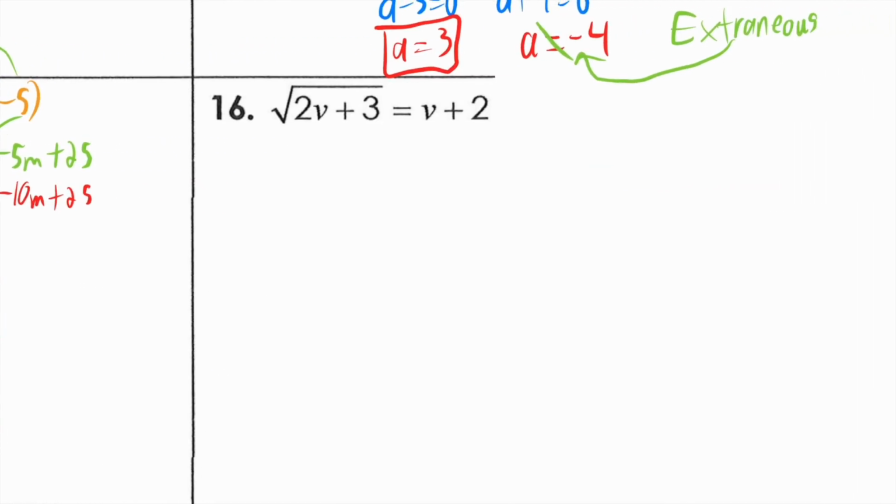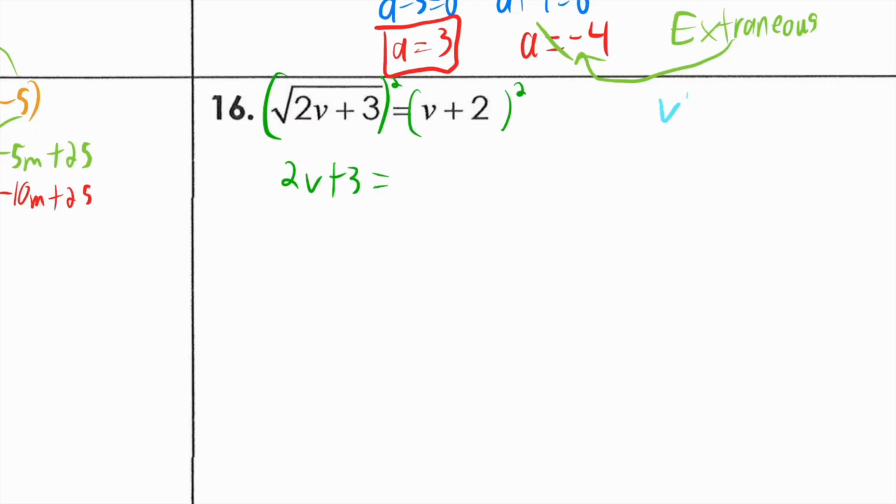Moving on to number 16 here, we have our radical or our square root already being isolated, and so we're just going to go ahead and square both sides. So left side, we just undo the square root and just get 2v plus 3. On the right hand side, we are going to have to multiply or FOIL this again. And so I'm going to do v plus 2 times itself, giving me v squared, 2v, 2v, and 4.